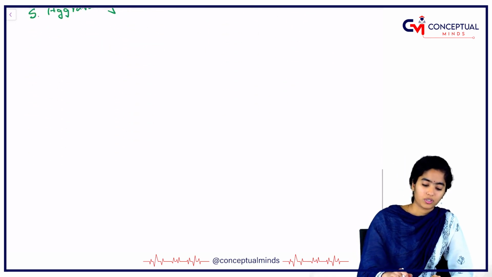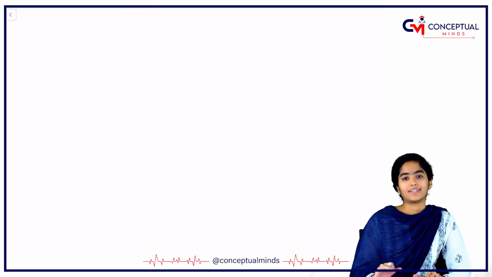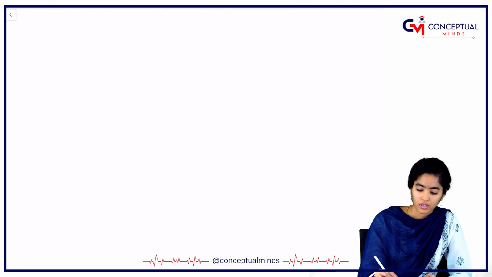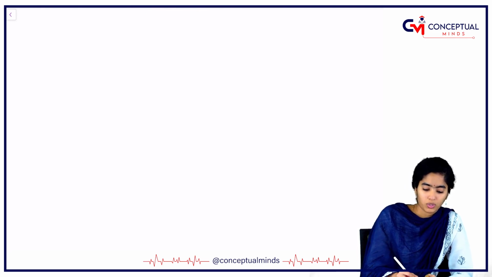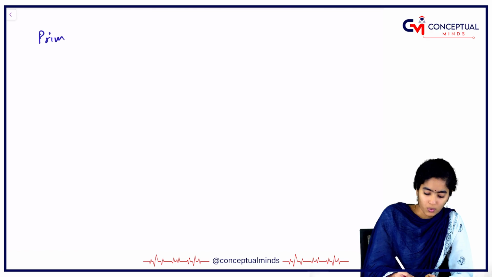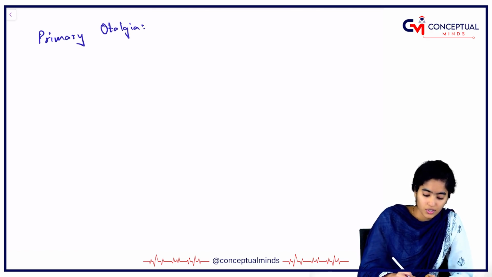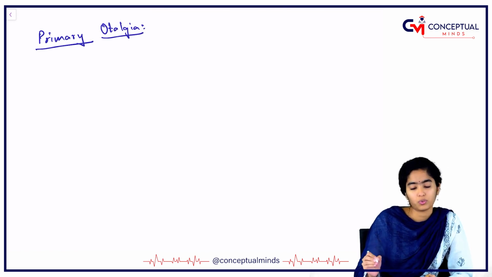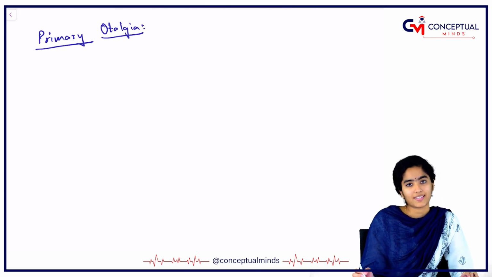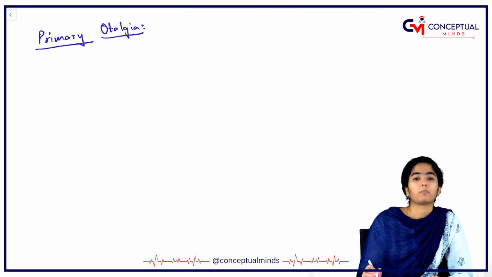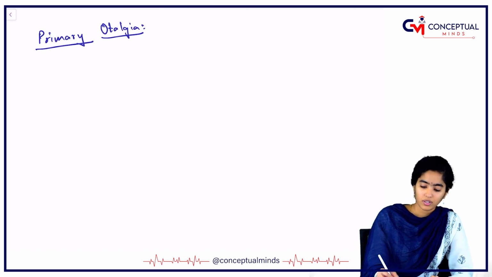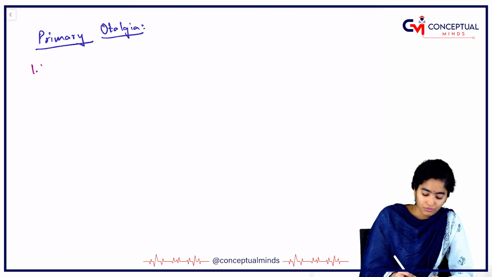Now let us look into the types of otalgia and discuss the causes. First, let us speak about primary otalgia. What is primary otalgia? Ear pain that occurs due to some ear pathology only. Pain is arising from the ear. And what are the causes of primary otalgia? The causes can begin from the pinna itself.